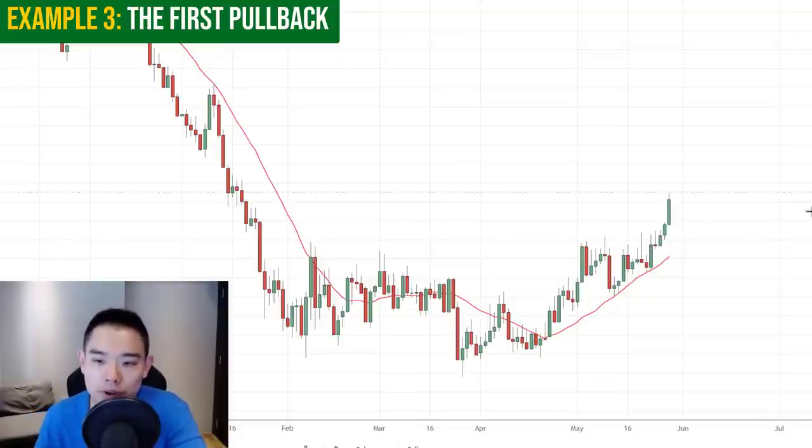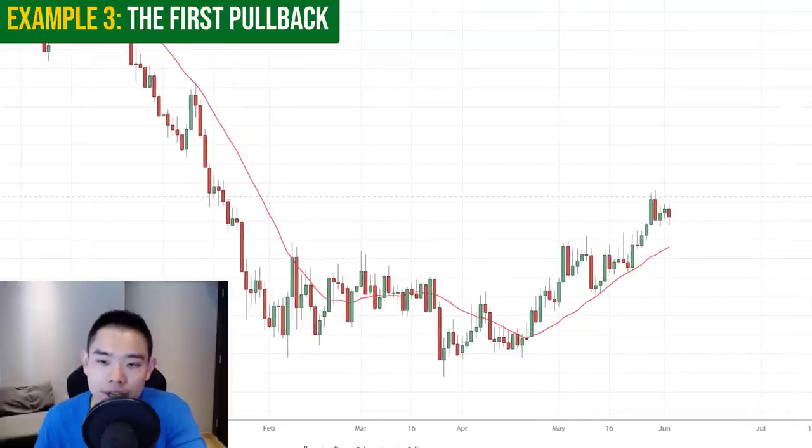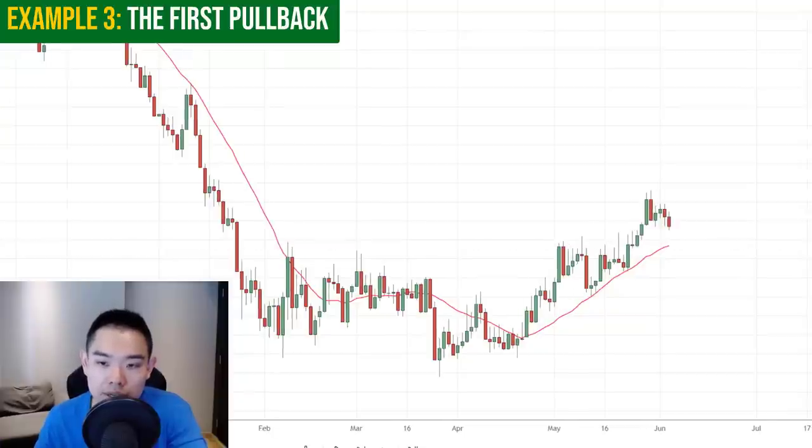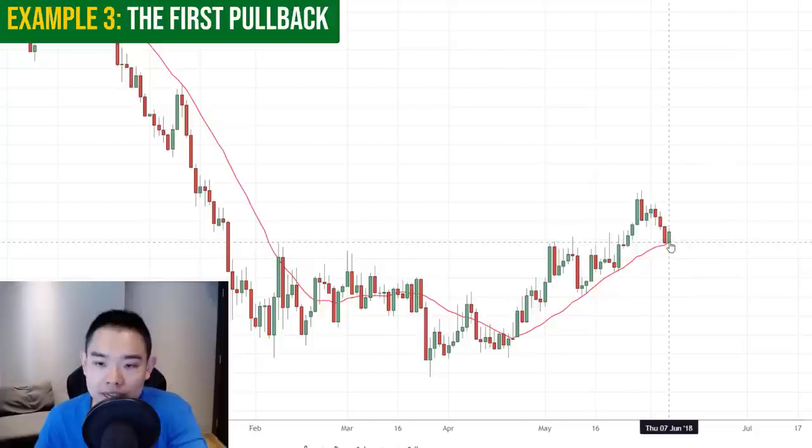So what I'm looking for is for the market to retest the 20 MA. Let's see. In this case, you can see over here, the 20 MA is slowly catching up to price, but not yet. So again, I'll be patient, stay on the sidelines and wait till it retests the 20 MA. So in this case, over here, it has now retested the 20 period moving average.